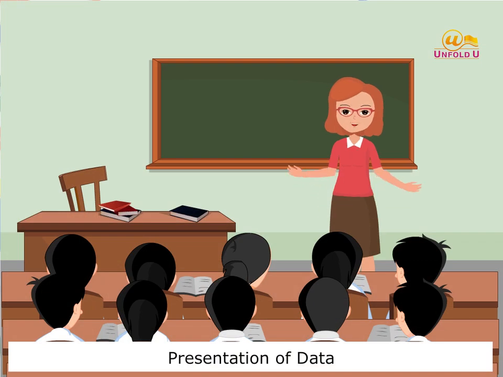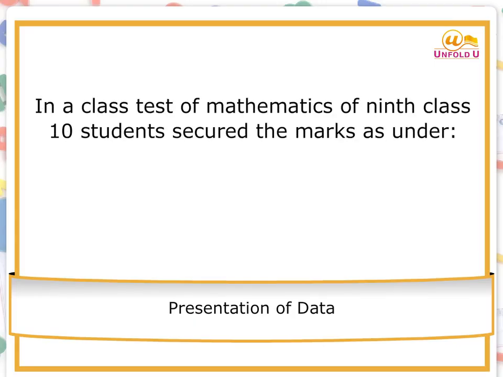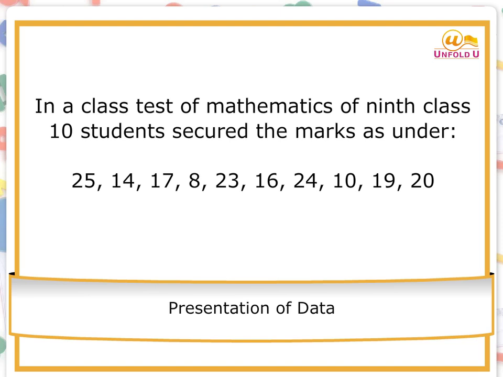A survey is done for some purpose, and for this purpose, data has been collected. The next thing is to represent the data so as to understand it easily. For example, in a class test of mathematics of 9th class, 10 students secured the marks as under. This representation of data is called raw data.